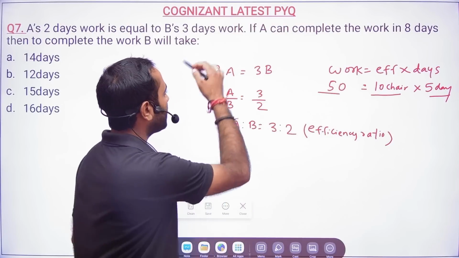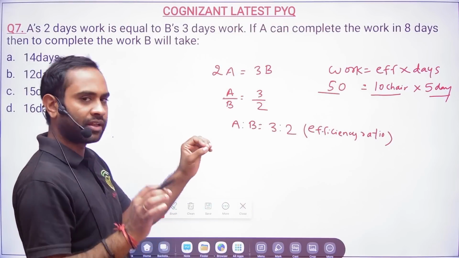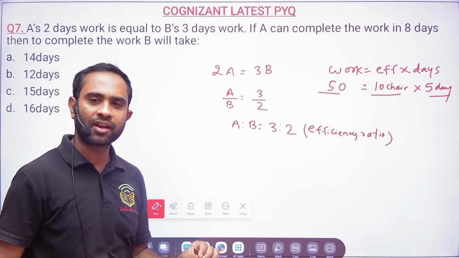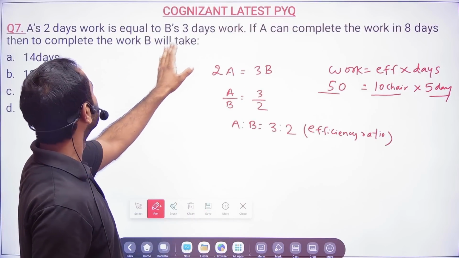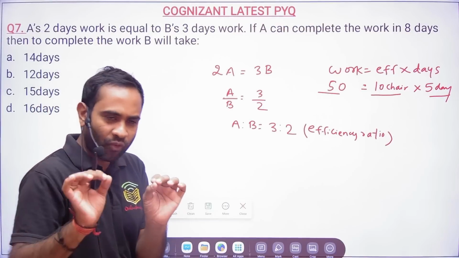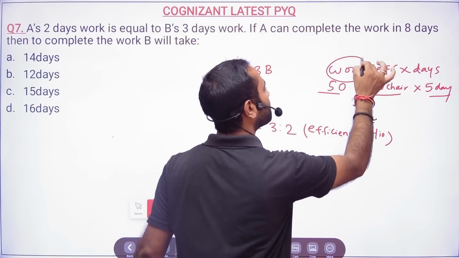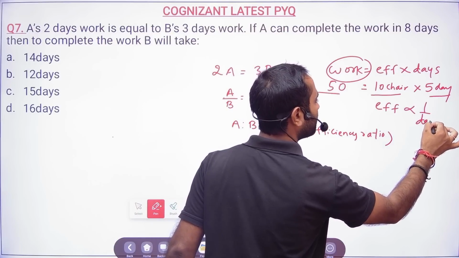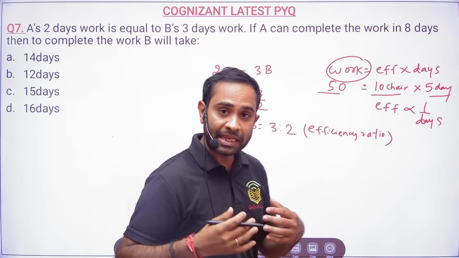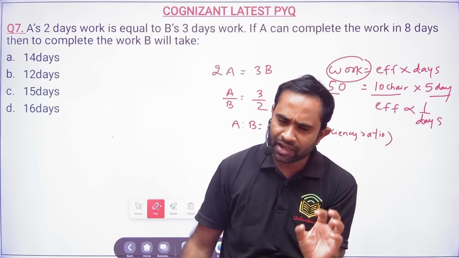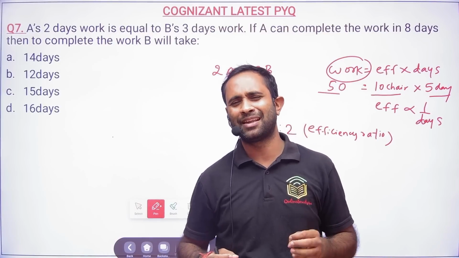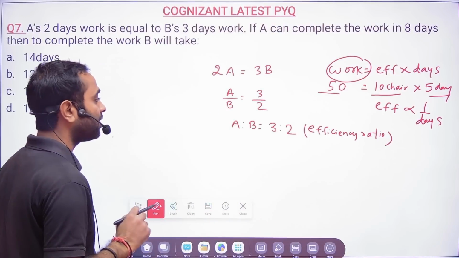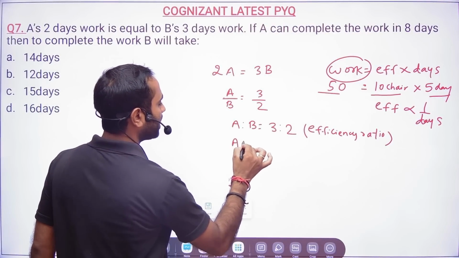Okay. Now in this case, they are telling us the same work A is able to do in 2 days and the same work B is able to do in 3 days, right? So the work is the same. When the work is the same, my dear friends, efficiency will be equal to 1 by days. It will be inversely proportional. That means if you are more efficient, you will take less time. If you are less efficient, then you will take more days to complete the work. So efficiency ratio, then what will be the time ratio?